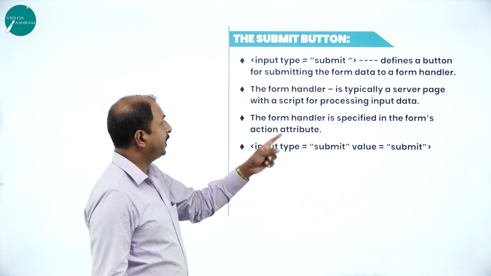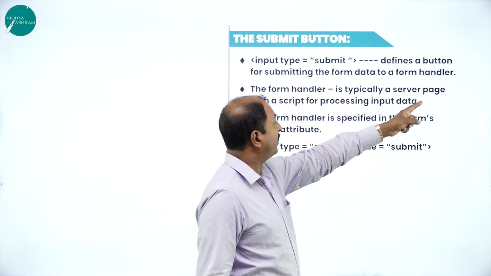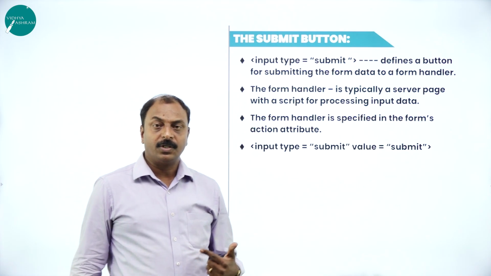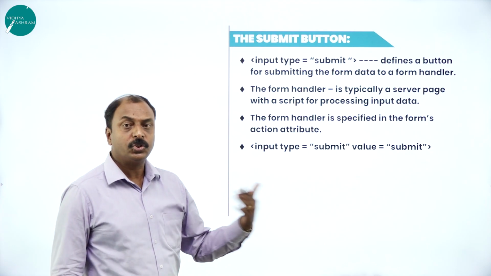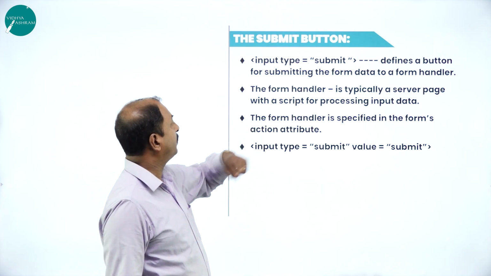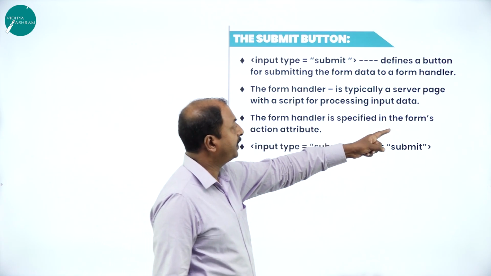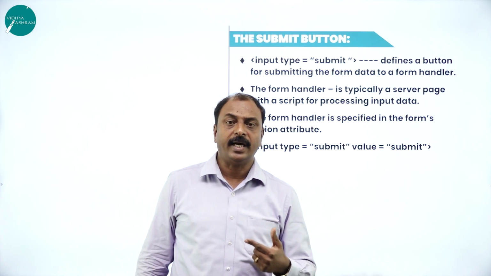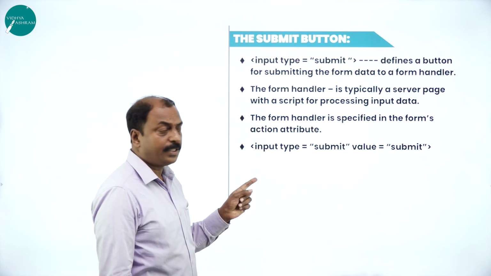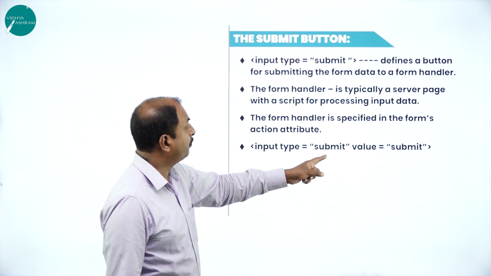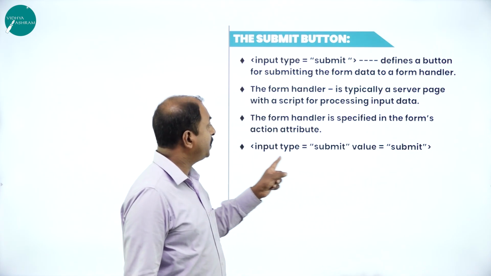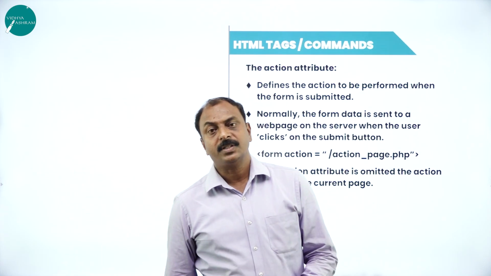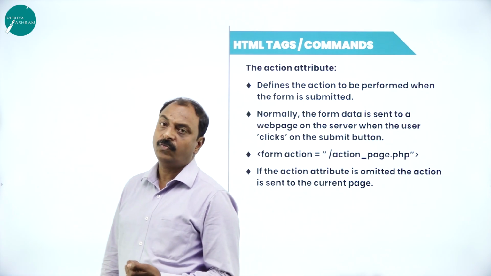So what is a form handler? A form handler is typically a server page with a script for processing the input data. So whatever data we have filled in the e-form, we submit to the particular server page. And the form handler is specified in the form's action attribute. Normally we use this form handler in the action attribute. For example, the syntax is input, type equal to submit, value equal to submit. So it is going to define one submit button. Now, let us look at some of the attributes we can make use of in form tags.